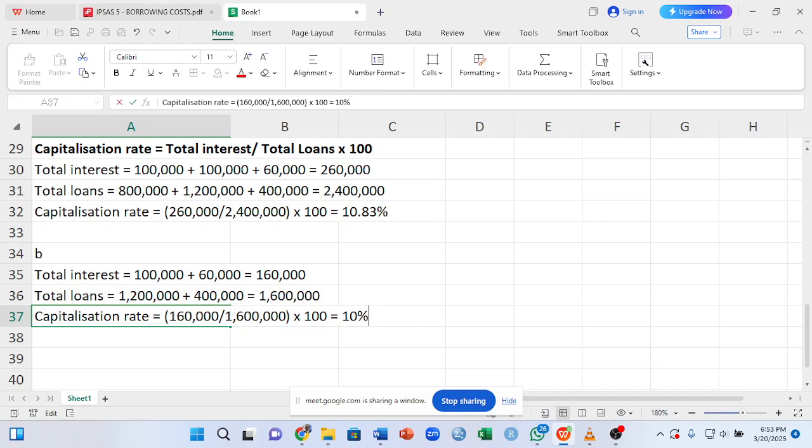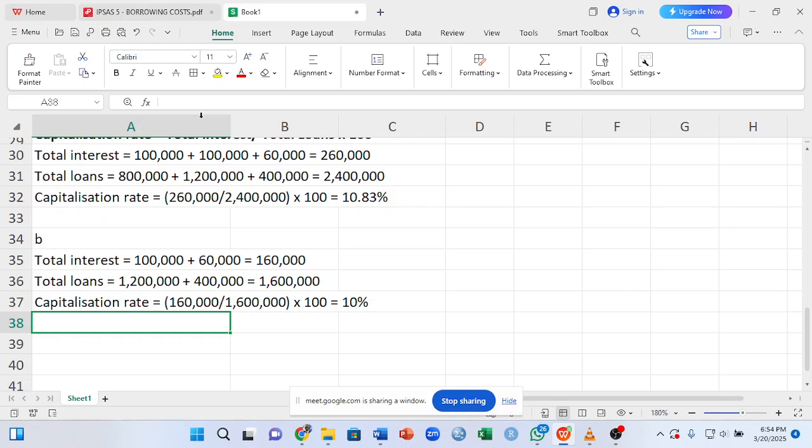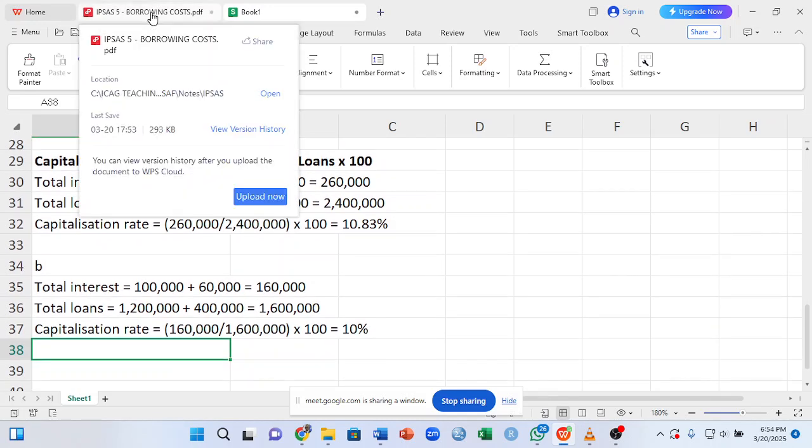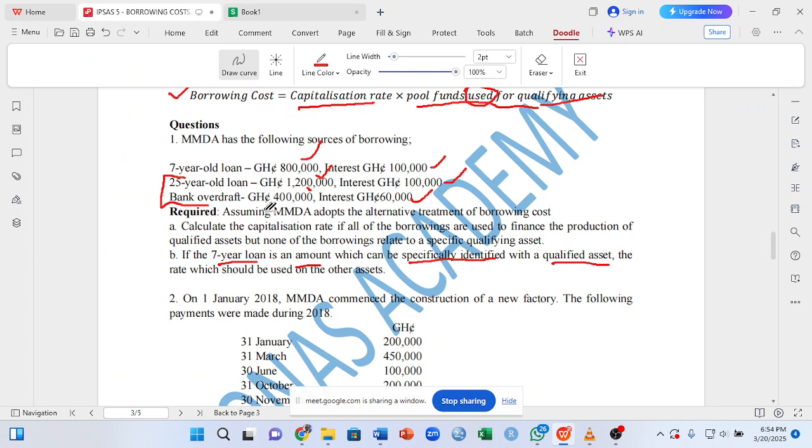Yes, please. So we'll get 10%. Yes, please. So that's that for question one. Any question on that?